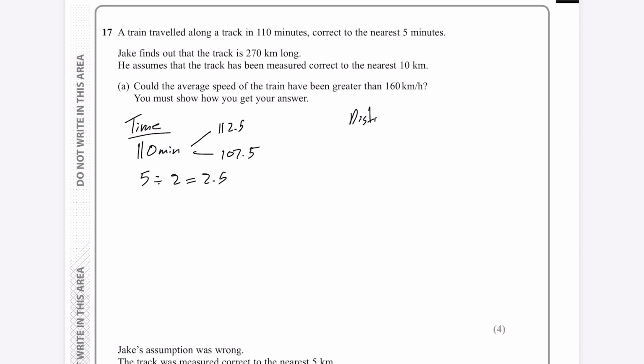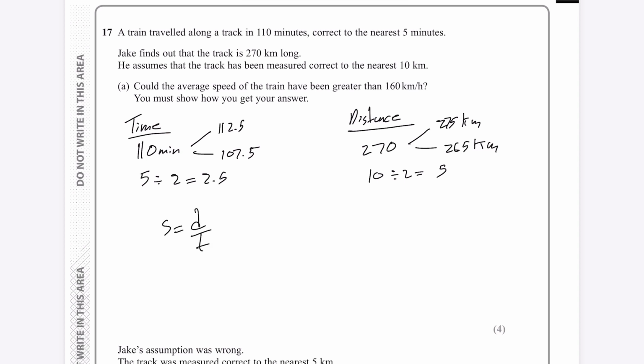And then it's the same with distance. Distance is 270. It's got a bound of 10, divide that by 2, 5. So that means it has an upper bound of 275 kilometers and a lower bound of 265 kilometers. Now we know that speed is distance over time, so to work out the max speed, I'll need the highest possible value for distance and the lowest possible value for time.